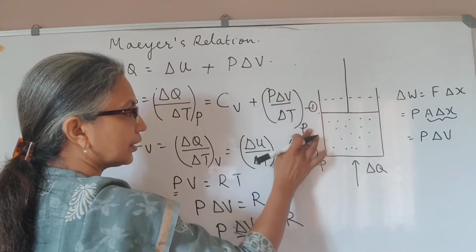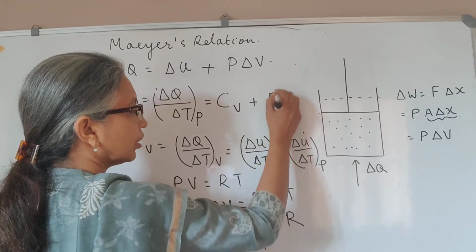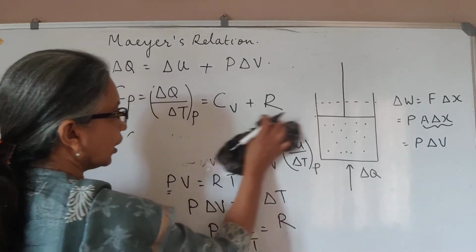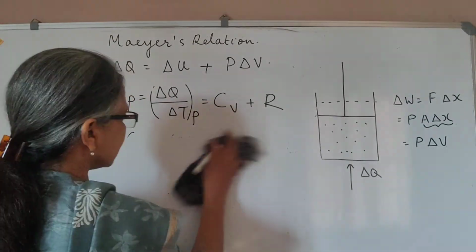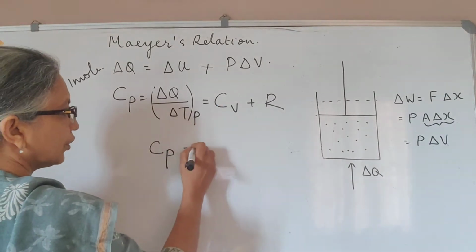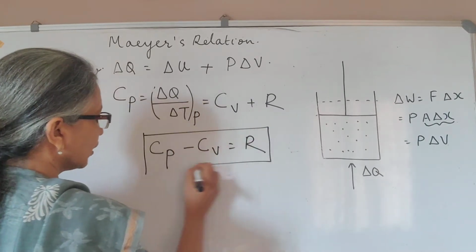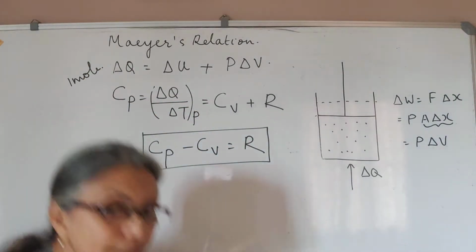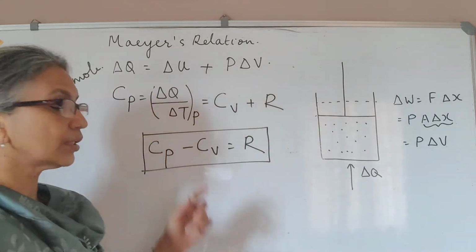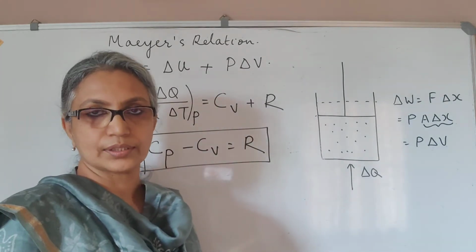So P delta V by delta T in this equation, I will replace with R here. Okay, so that I may now write this as, we have Cp here, bring Cv to the left hand side, Cp minus Cv is equal to R, and this is what we have as the relation between Cp and Cv, Cp being the molar specific heat at constant pressure, Cv the molar specific heat at constant volume, and R the universal gas constant.